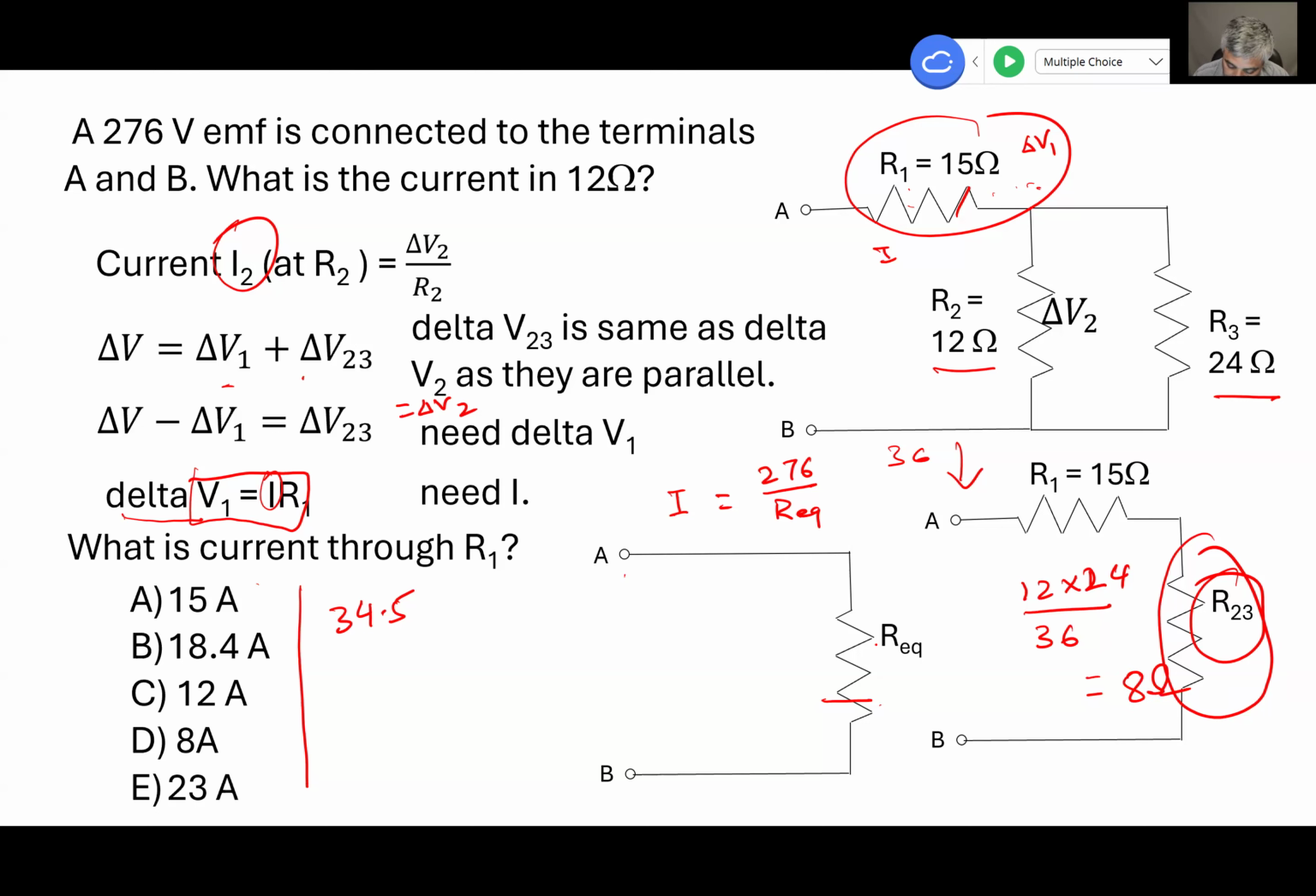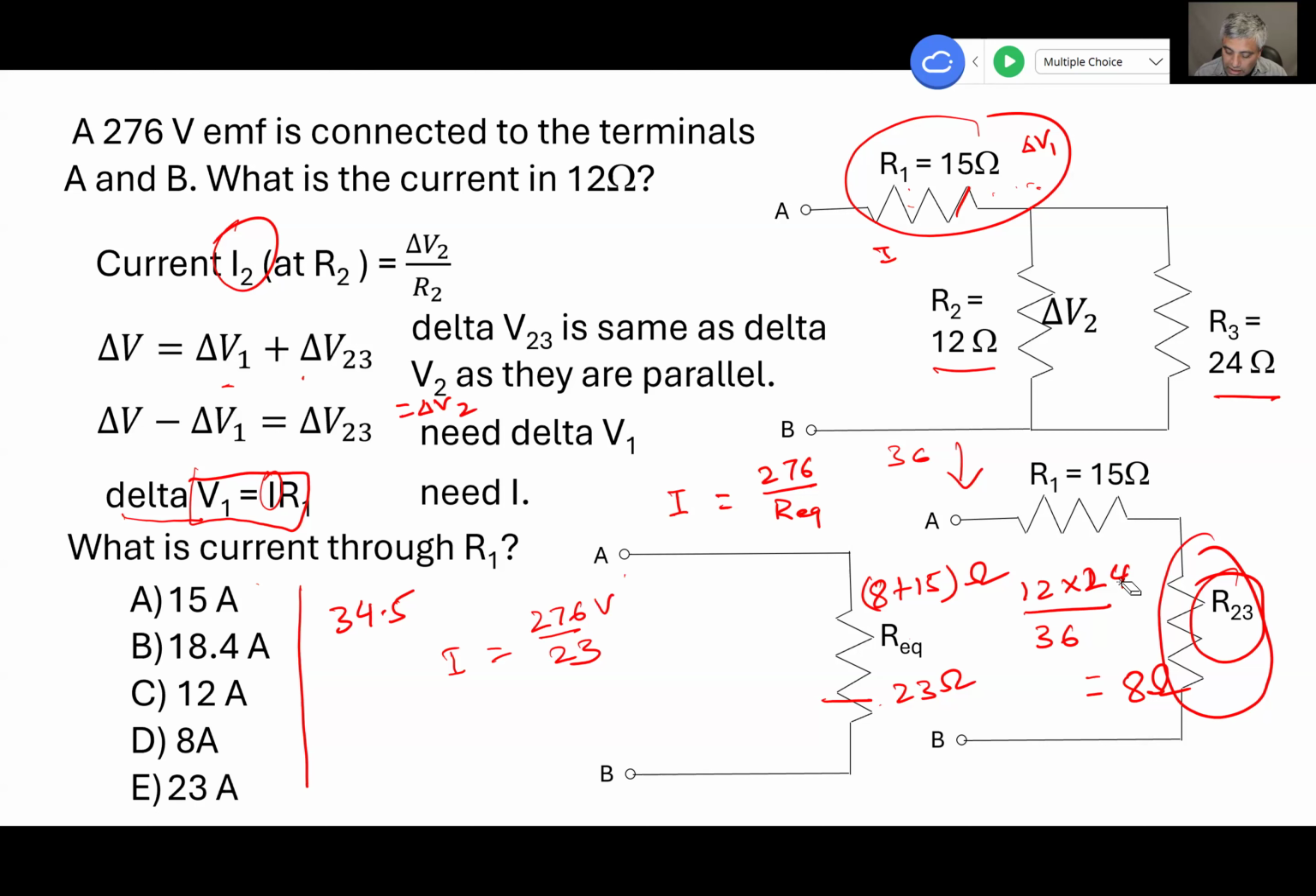And then now for this, we need 8 plus 15. I think that's what you are saying. Okay. Oops. So this becomes 23 ohm. And with that, I think this becomes the, oh, so this total is 23. So what is current then? Right? So current is 276 divided by 23. Oh, okay.